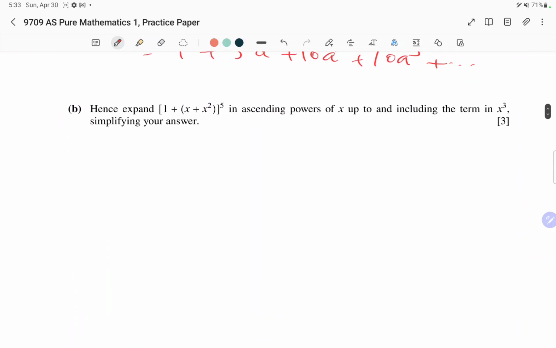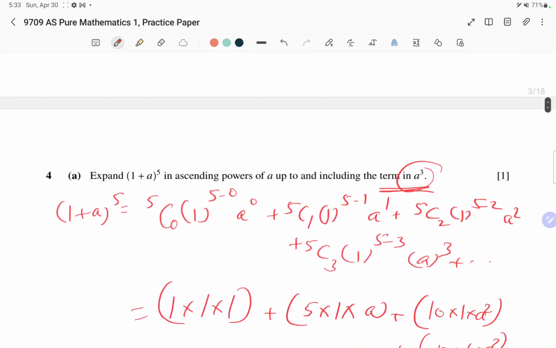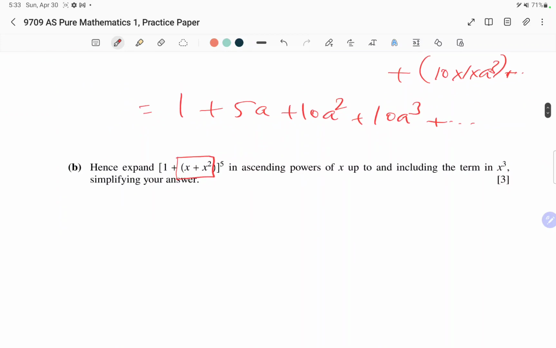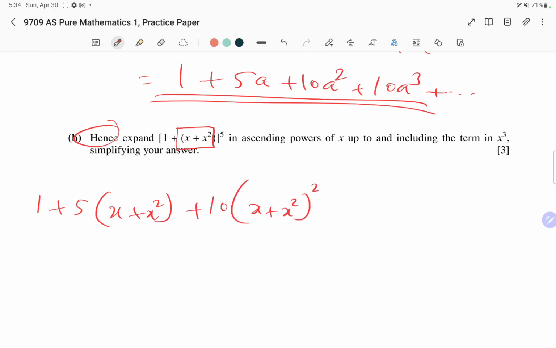By the way, hence expand (1 plus x plus x squared) to the power 5 in ascending powers of x up to and including the term x cube. Okay, so this is a. If you check (1 plus a) to the power 5, but instead of a we have x plus x squared. So we can use this result, and we have to use that result because 'hence' is given. So I can write 1 plus 5 times (x plus x squared), then 10 times (x plus x squared) whole squared, then 10 times (x plus x squared) whole cubed, and it goes on.